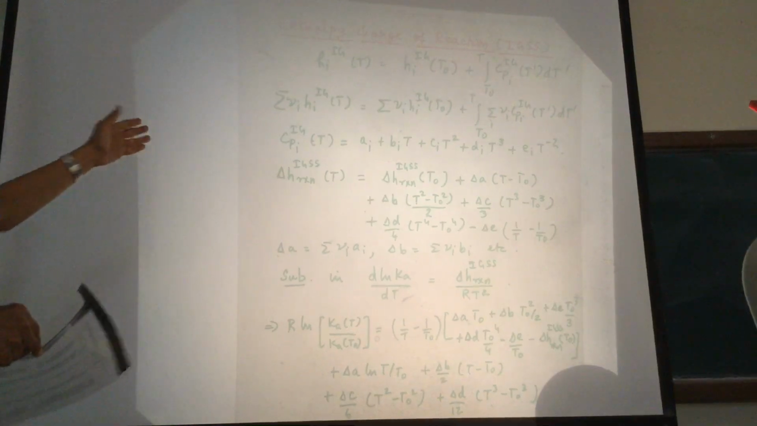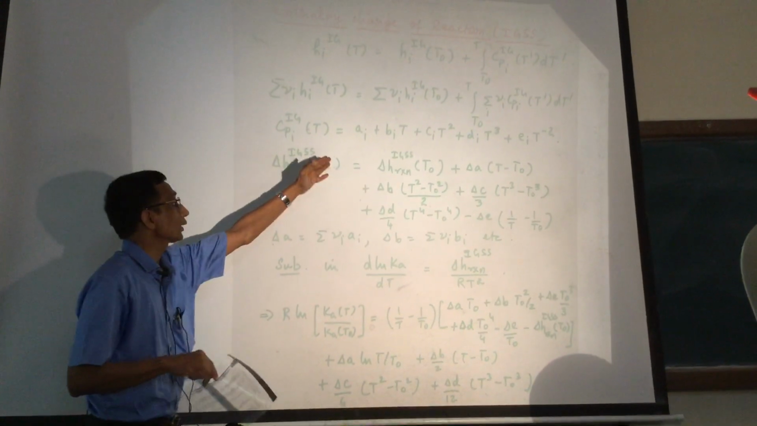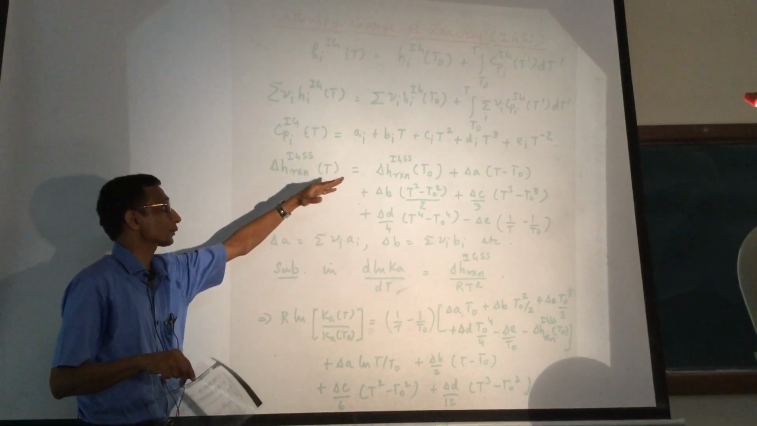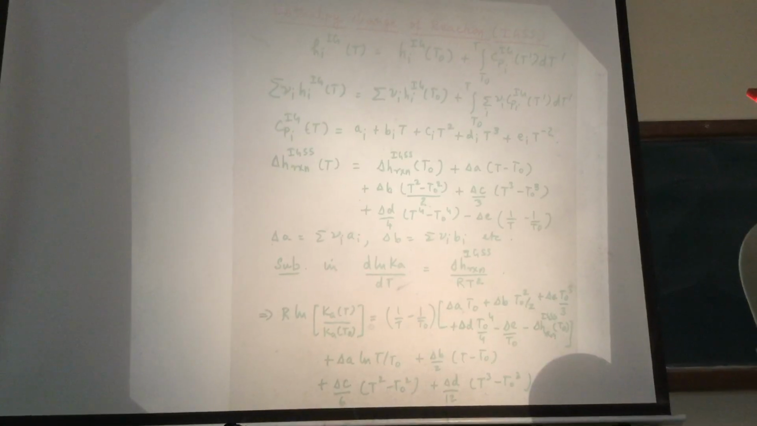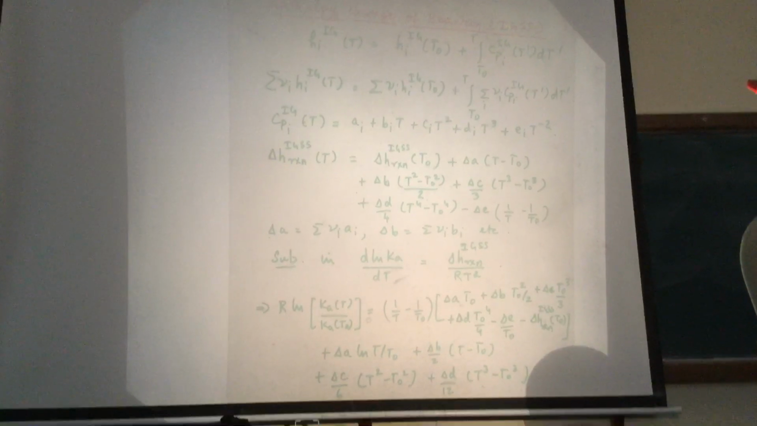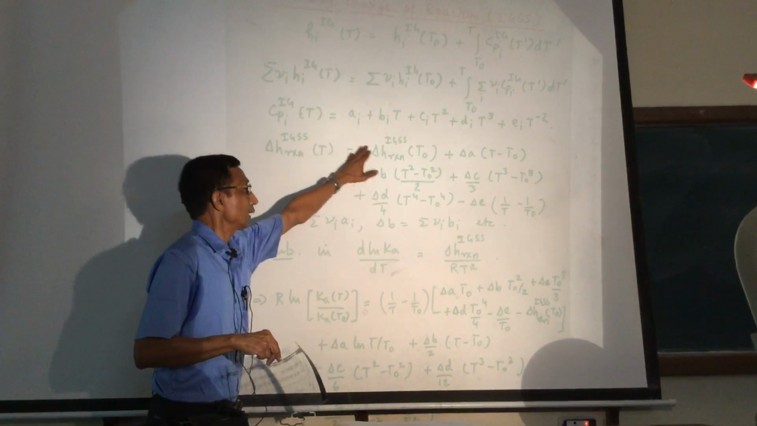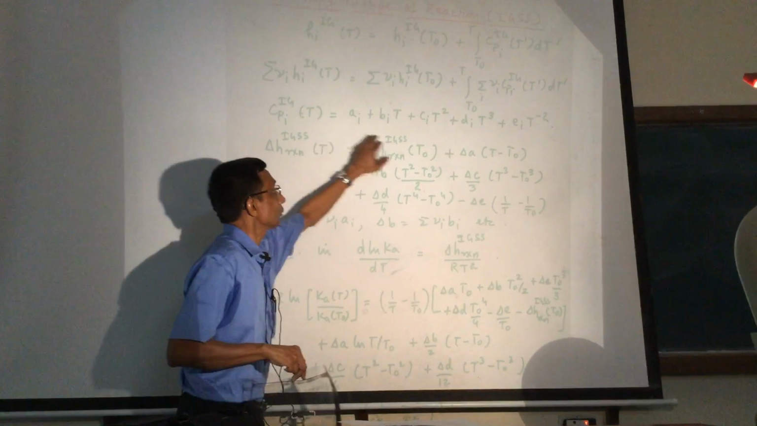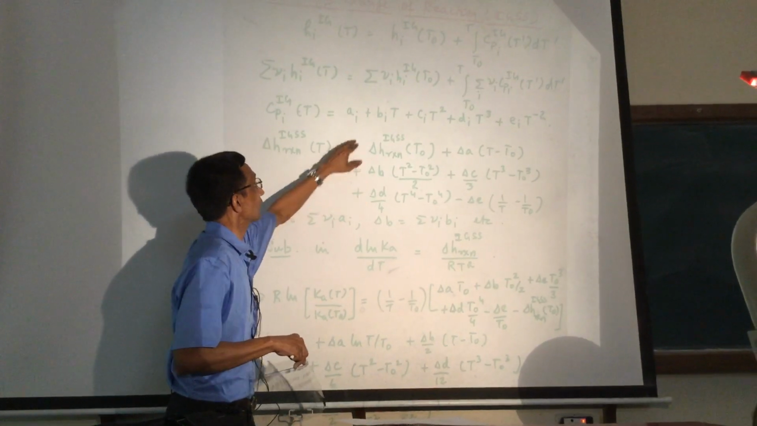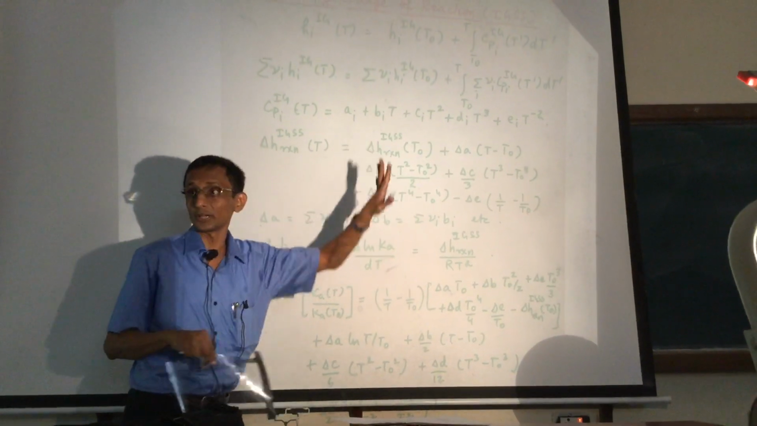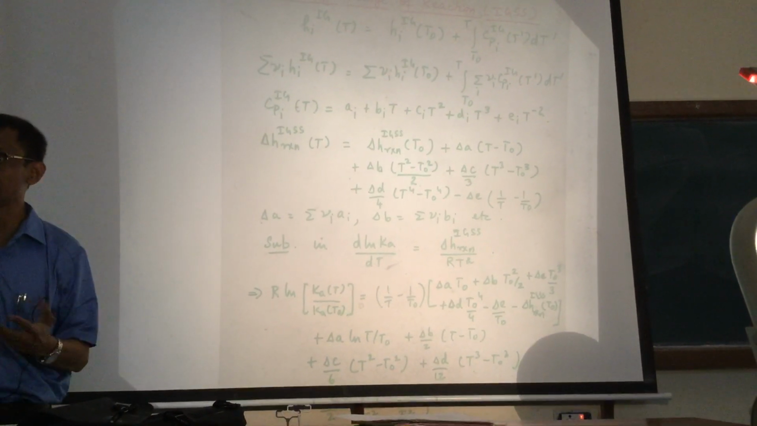So now, since the form of the expression is very well known, A_i plus B_i T plus C_i T squared plus D_i T to the power minus 2. Right? So CP is the ideal gas specific heat. So first what I do is calculate this integral. So the A term would give me delta A times T minus T naught. The B term would give me delta B times T squared minus T naught squared by 2 and so on. Right? That's all. Because the A's and B's are independent of temperature.